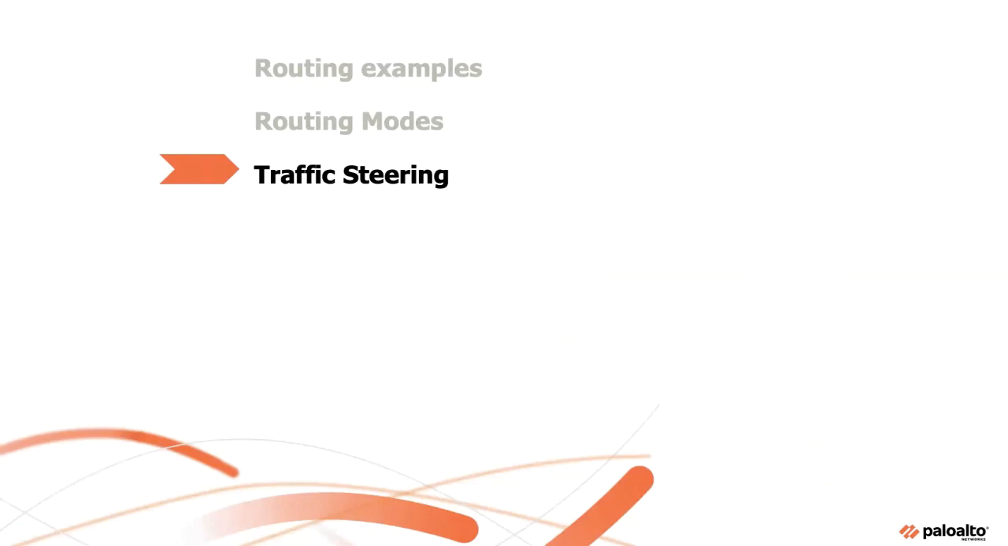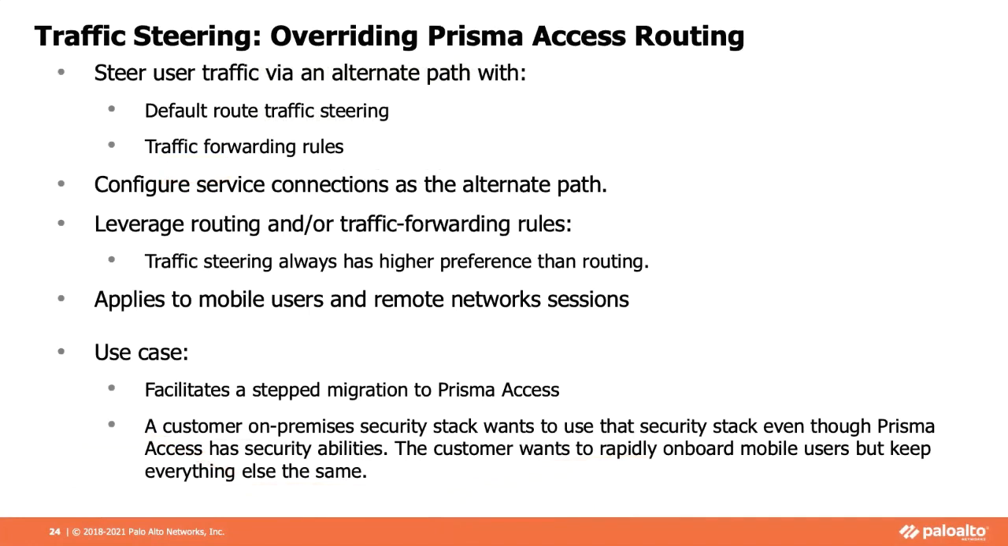Last thing I want to talk about a little bit is traffic steering. Again, if you are familiar with policy-based forwarding with our on-prem firewalls, that's part of this solution, or a similar functionality. Let me put it that way. We have the ability to have several different ways to control traffic. It gives you better flexibility. And one of the reasons for this is to help with a stepped migration to Prisma Access.